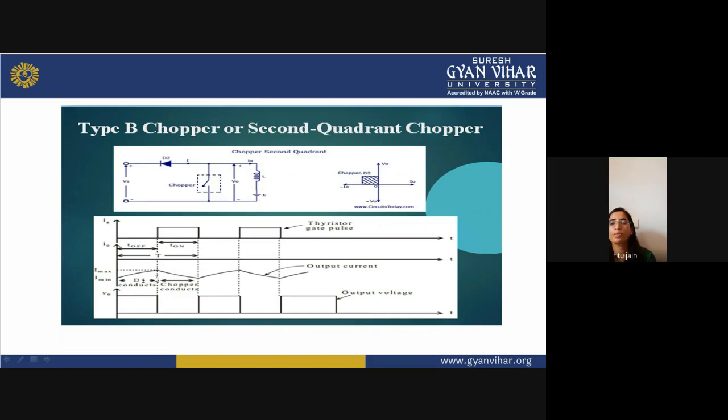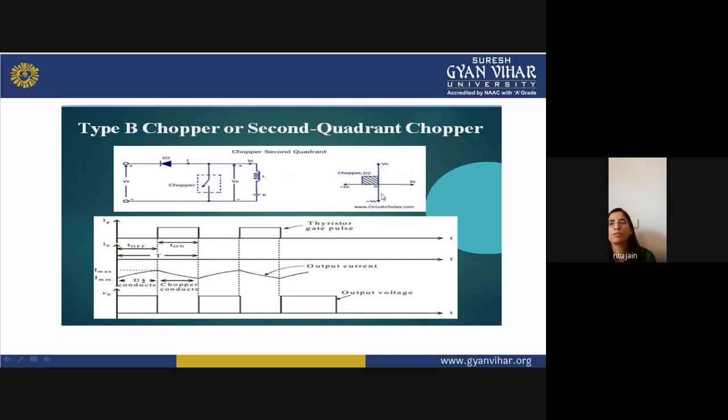Okay, the current is flowing in the negative direction, and you are getting some voltage across the output. But when this chopper is turned on, you are also getting current, but in the opposite direction of this load current. So the current is in the negative direction, and the voltage across this chopper is zero. That's why the voltage across the load will be zero, right? So the average output voltage is positive, and the average output current is in the negative direction.